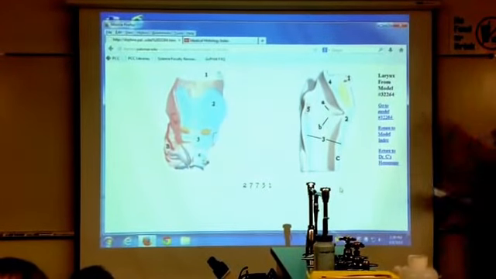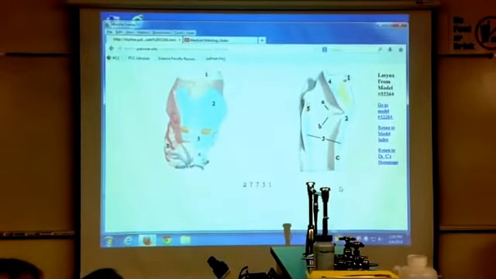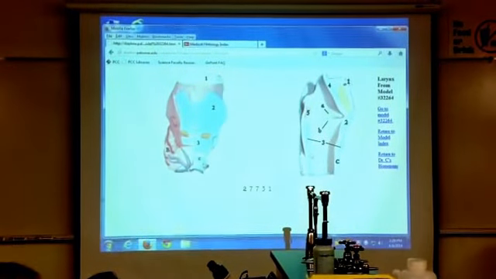Now we got to go down from larynx. So now we're past the pharynx, and now down past the larynx. Let's go through that.